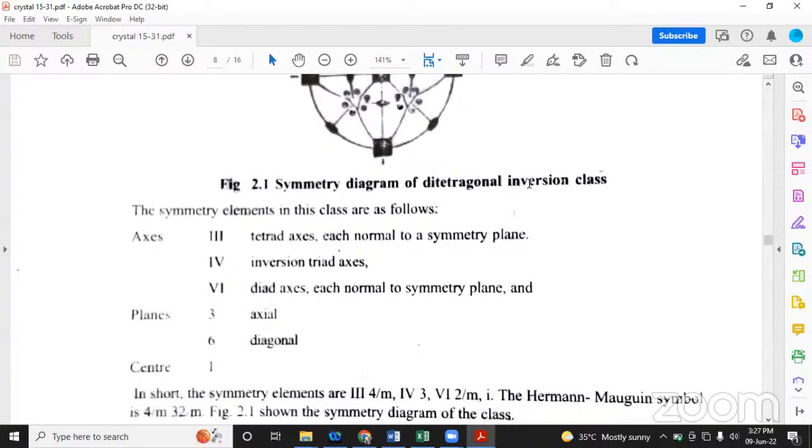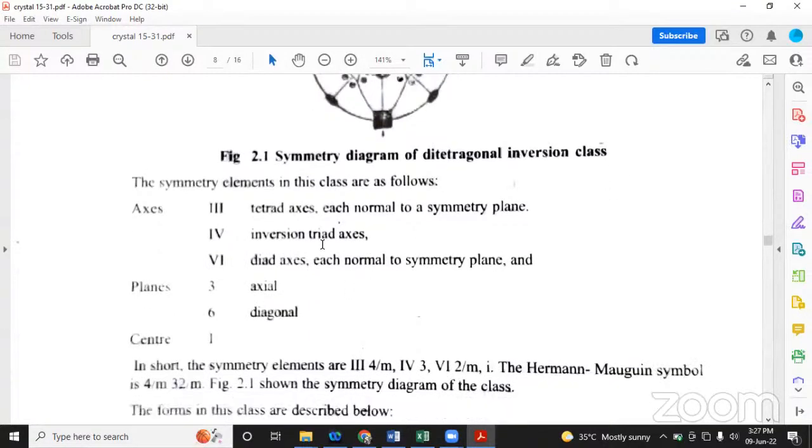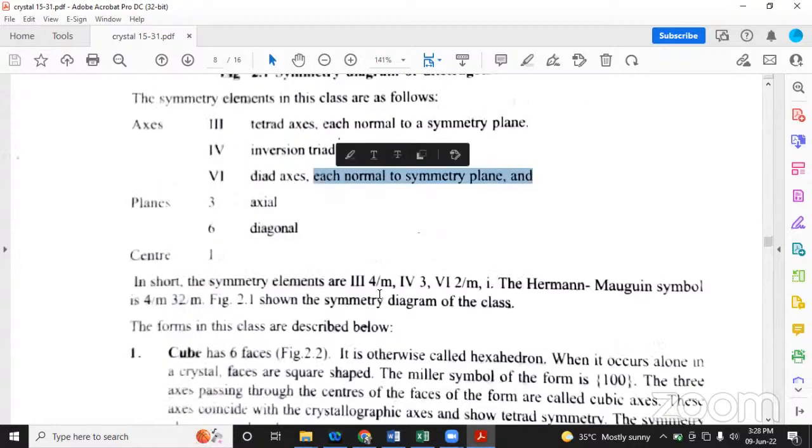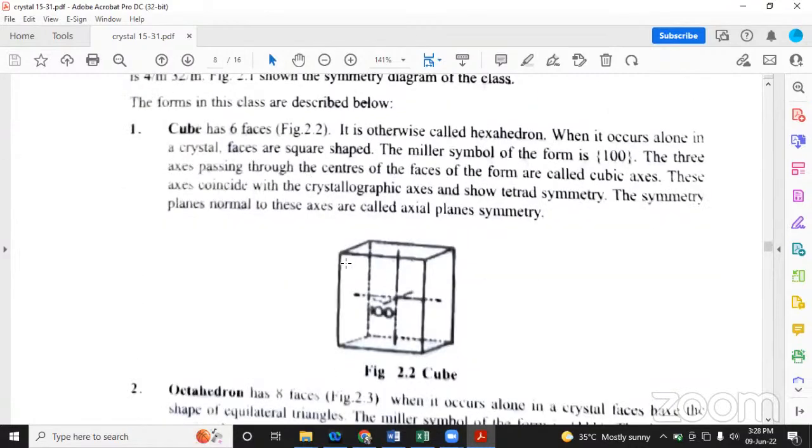The symmetry diagram of the direction of inversion classes. The classes include the tetrahedral classes; you can mention the tetrahedral axis here. There are tetrahedral classes, diploidal or pyritohedral classes, and the normal classes. This is the normal class you mentioned. Cube. This is a cube formation.